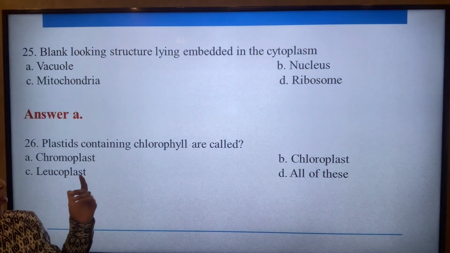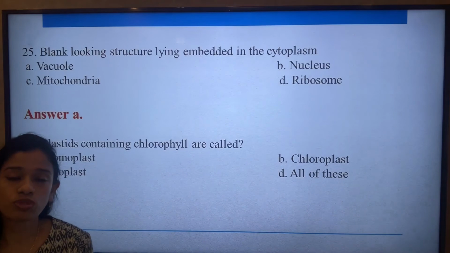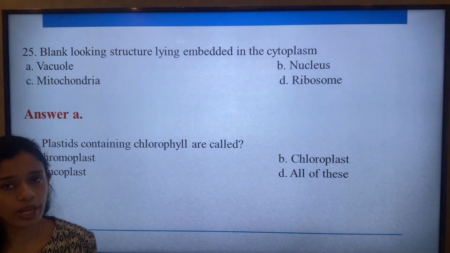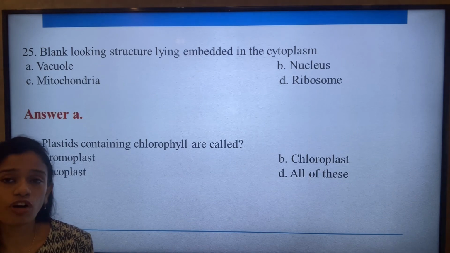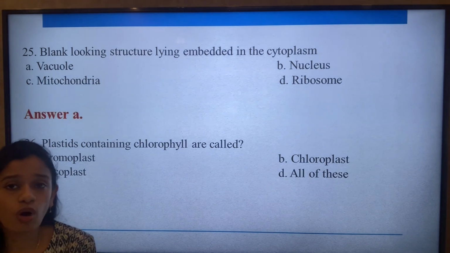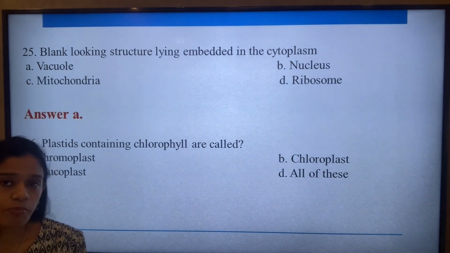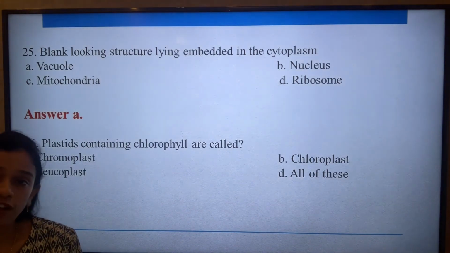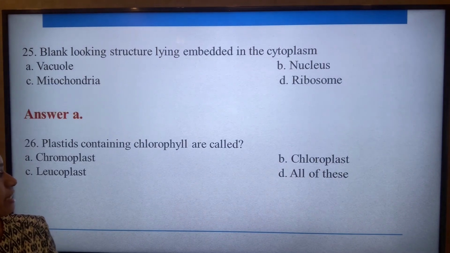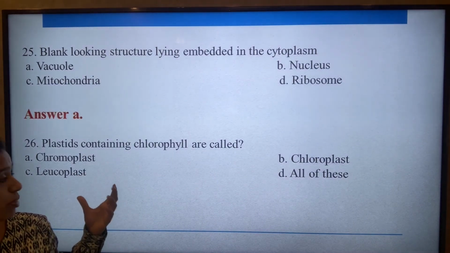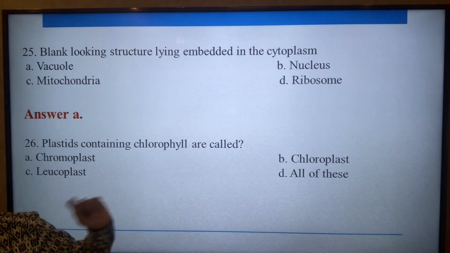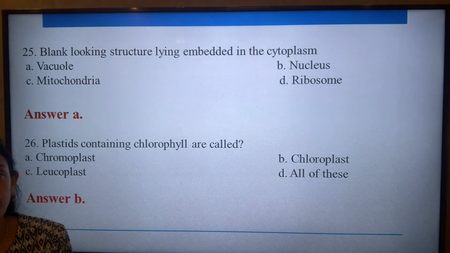And chromoplast and leucoplast mostly have their work in the coloration of the fruits and the flowers, and also for the storage of the prepared food. Chromoplast mostly gives colors to the flowers and the fruits. So this is the work of the different types of plastid that is present. So it is not all of these. The correct answer is chloroplast, option B.